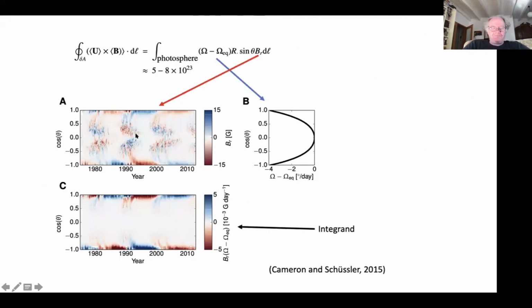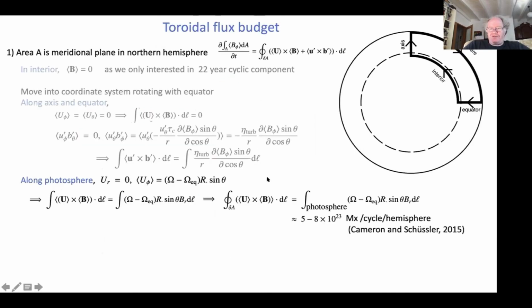And this is eminently observable. This is B_r at the surface; we've observed it, I showed you before. And we also observe the differential rotation at the surface, certainly in a frame which has zero velocity at the equator. You multiply this by this, and this is the integrand. You'll notice the integrand is completely dominated by the polar fields. And this is actually why the polar fields are a good predictor from cycle to cycle. But I'm not interested in prediction. I'm interested in how much we generate.